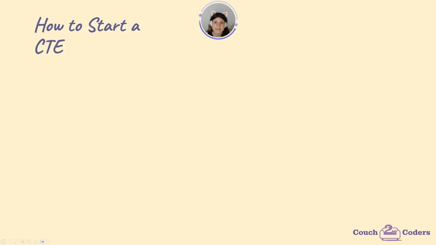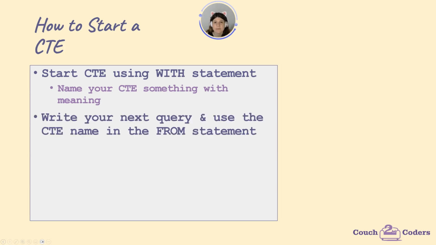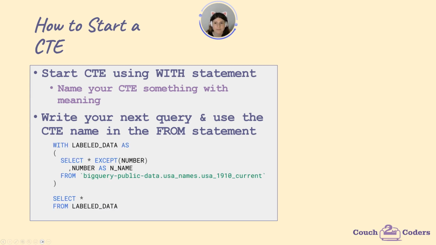Let's break down what a CTE looks like. So you always start a CTE using a with statement. You want to name your CTE something with meaning, something that makes sense. What you don't want to do is call it table 1, table 2, table 10. The next step is you write your query using the CTE in the from statement.